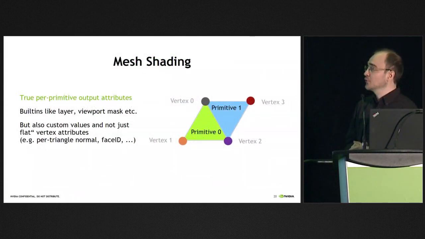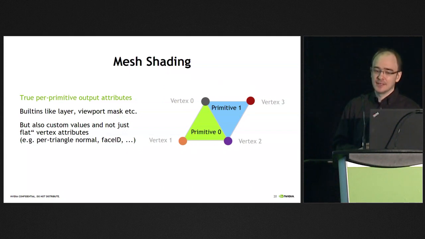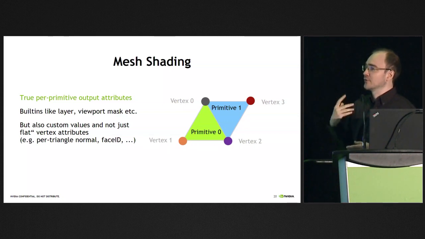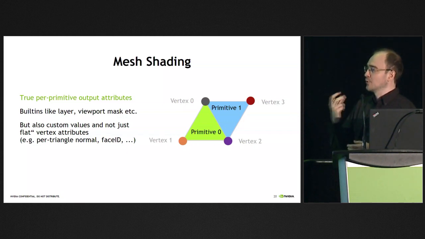While we're at it, we also fixed something. We added true per primitive output attributes. Before, you had to go through the geometry shader and calculate if you wanted to have something per primitive. And in the end, it was still a vertex attribute that didn't have any interpolation and so on. But now you can say, okay, I want a certain value to be per primitive, and the fragment shader also sees that as a per primitive value. Typical things are the triangle normal, but also if you think of selections or other mechanisms, you may want a per primitive ID passed along.